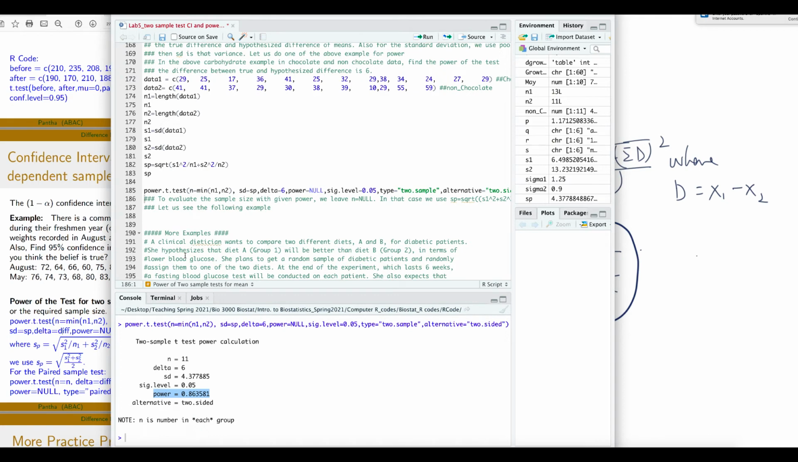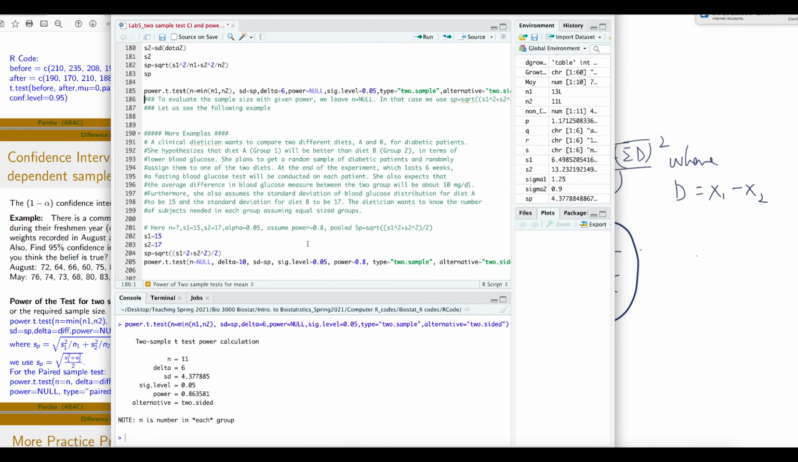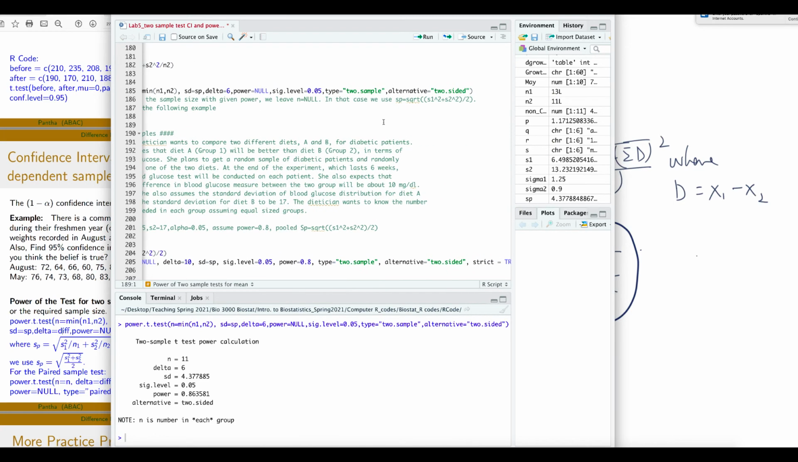If you want to know the sample size, for example, suppose you want to evaluate the sample size with a given power. If power is given, for example, I want to keep the power of my test at 90%, what should be the minimum sample size? If you want to do that, I have given one example here. For n you should put null, and then for power you should put 90% if you want to keep your power of the test at 90%. In that case we use SP, the pooled standard deviation, which is the square root of (S1 squared plus S2 squared) over 2. That's what you should do.